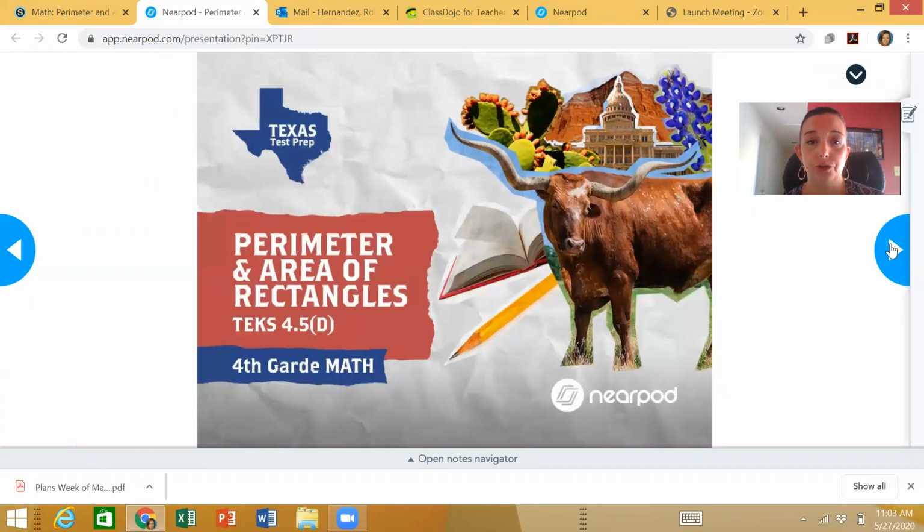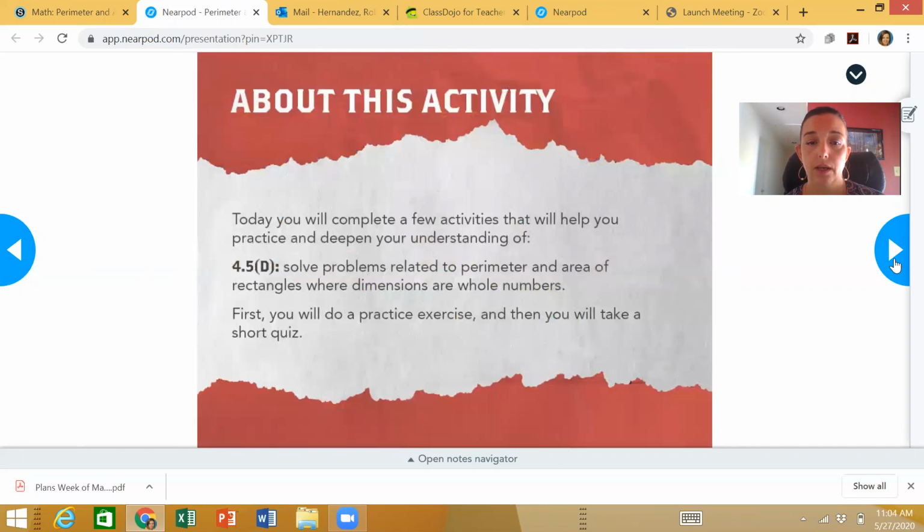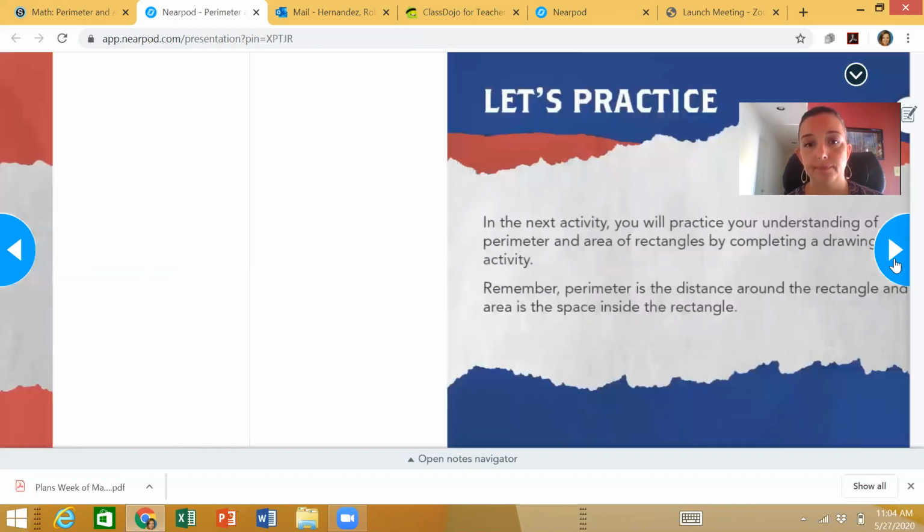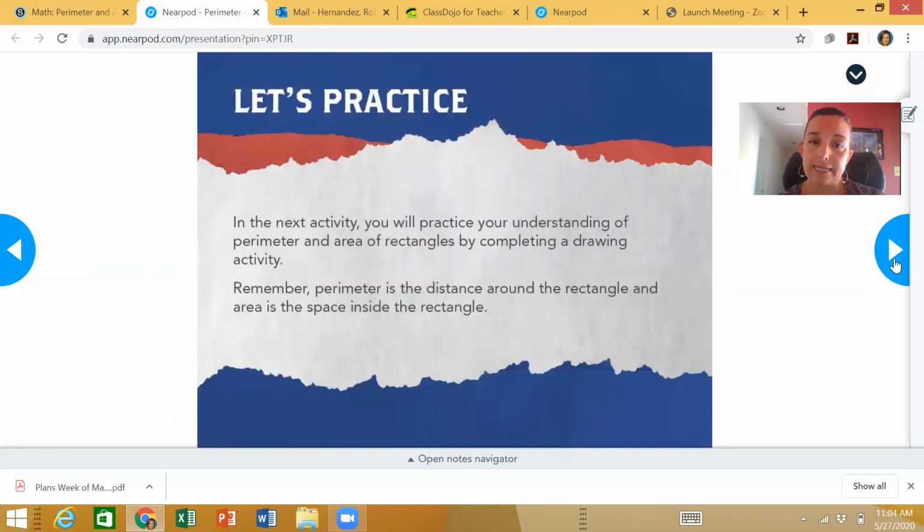And you are going to see that it's called Perimeter of Area and Rectangles. About this activity, today you will complete a few activities that will help you practice and deepen your understanding of solved problems related to perimeter and area of rectangles where dimensions are whole numbers. First, you will do a practice exercise, and then you will take a short quiz. So let's practice. It says, in the next activity, you will practice your understanding of perimeter and area of rectangles by completing a drawing activity. Remember, perimeter is the distance around the rectangle, and area is the space inside the rectangle. Click for the next slide.